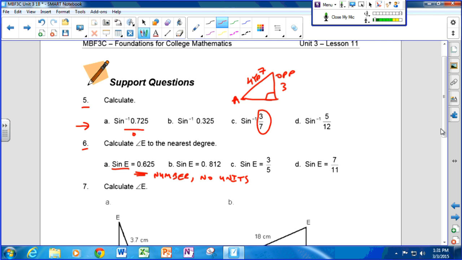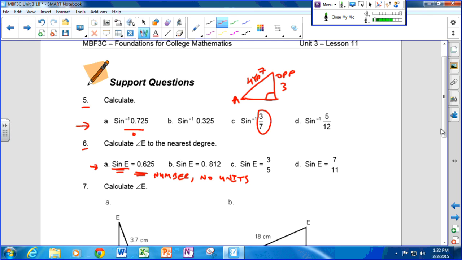And then now for 6, they've already divided out the answer. So basically, you're just going to find the inverse sine of that. It's the same as question 5. They've just given it to you in a way that you would normally have it in your notes.